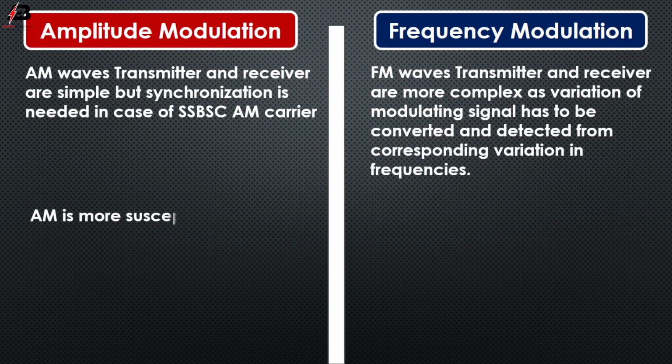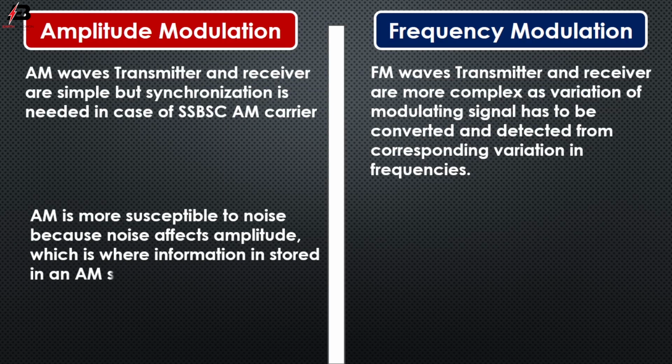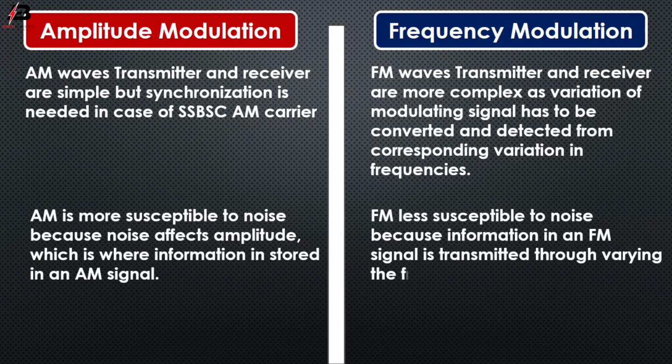AM is more susceptible to noise because noise affects amplitude, which is where information is stored in an AM signal. FM is less susceptible to noise because information in an FM signal is transmitted through varying the frequency and not the amplitude.